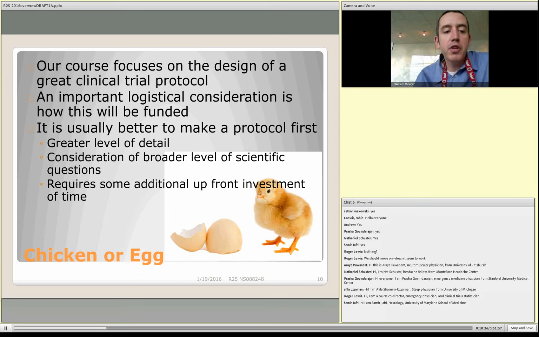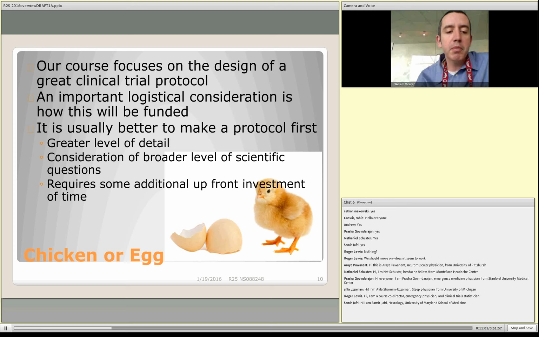So, as I sort of covered on the last slide, our early course focuses on the design of a great clinical trial protocol, but an important logistical consideration is how this will be funded. Again, it does take a little upfront investment in planning in terms of the writing to think about filling out all the aspects of the protocol, but our real goal is, and we spend a lot of time on how you are going to set up the hypotheses, the outcomes, the data collection, and the intervention. And that's stuff that is time that is well spent for the proposal development as well.